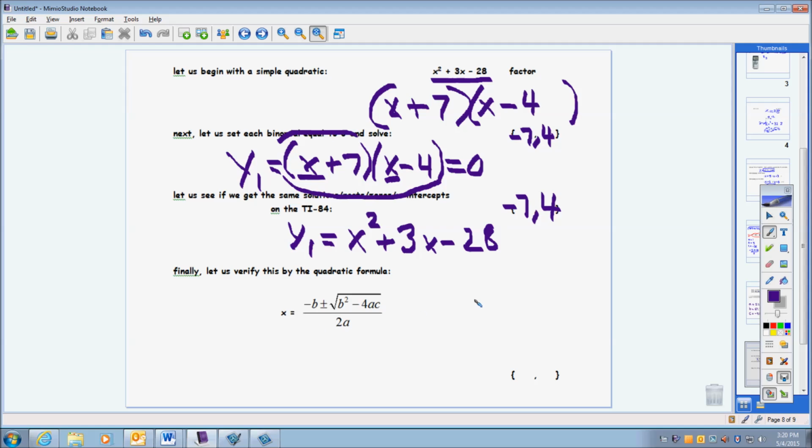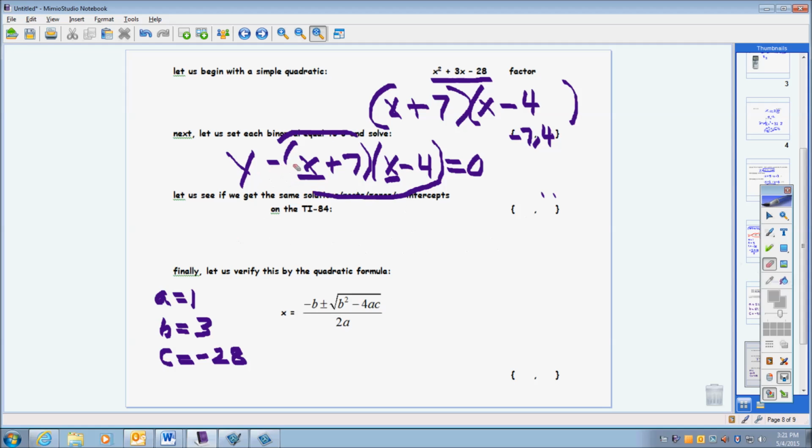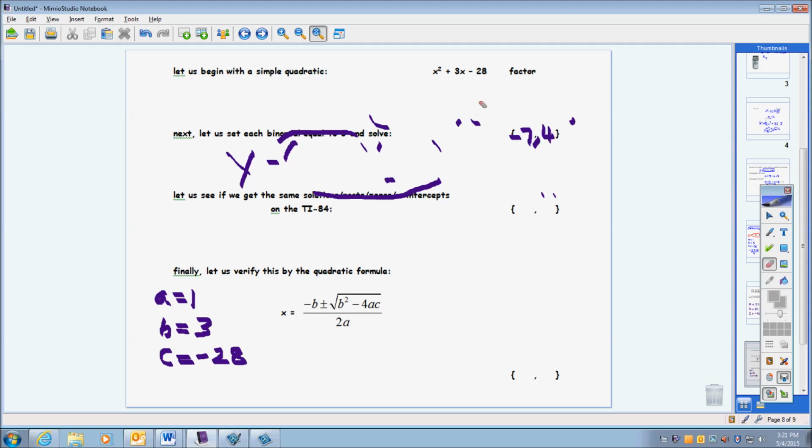Okay, verify this by the quadratic formula. So a is 1, so we know that a equals 1. We know that b equals 3. And we know that c equals negative 28. Let me do this one real fast for you. I'm going to erase all this because I'm going to need a lot of room. Basically, our last problem in the video. Stay with me.